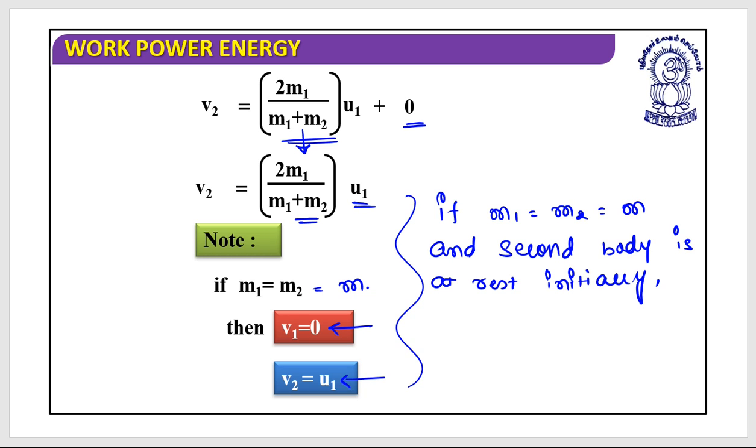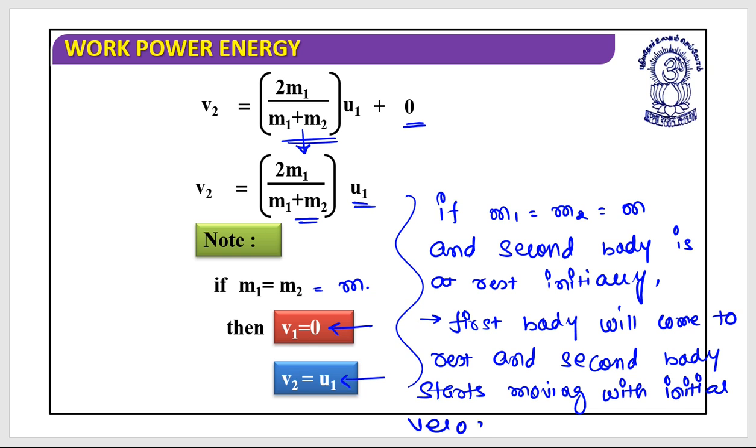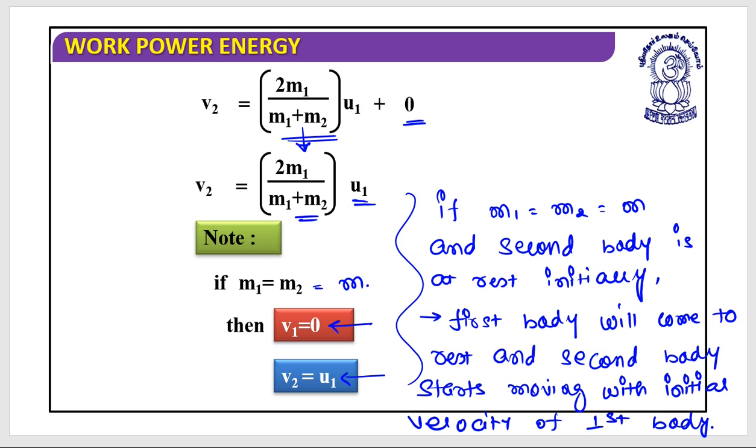When I say initial, I mean before collision. Yes, then after collision the first body will come to rest and the second body starts moving with the initial velocity of the first body. Yes, please keep this in mind, this will help us.